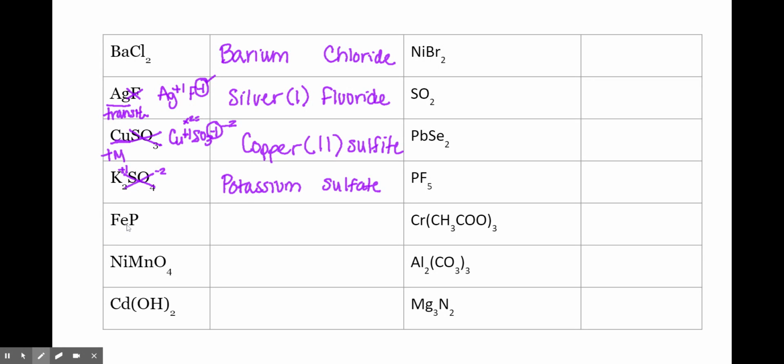Next, we have Fe and P. Fe is a transition metal. So I cross them up. That says that my charge on iron is +1. My charge on phosphorus is -1. Check that. It is incorrect. It should be -3. So I need to multiply by 3. When I write down my charge, iron, 3, phosphide.